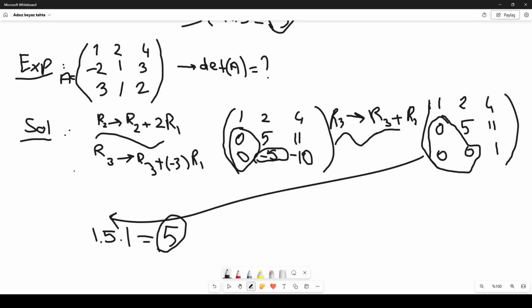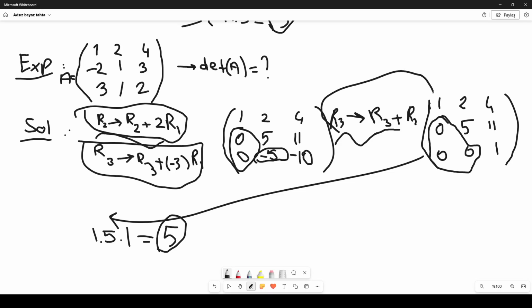Why is that? Because if we again examine the type of elementary row operations that we have performed, you notice that this is the third type, this is the third type, and again this is the third type. So the type 3 operations wouldn't change the determinant at all. So our final determinant, which is the determinant of matrix B, the row echelon form, would be equal to the determinant of A, that is our matrix given in the first place.